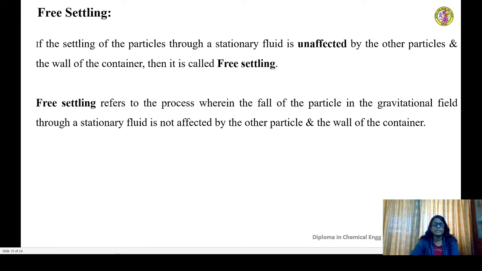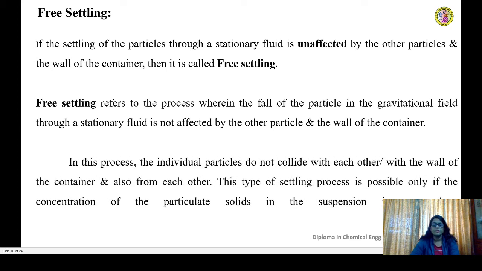So we can define free settling as that process when the fall of the particle, or the settling of the particle under the influence of gravity, is not affected by the other particles and also by the wall of the container. So in this process, the individual particles will not collide with each other, and also there is no collision between the particle and the wall taking place.